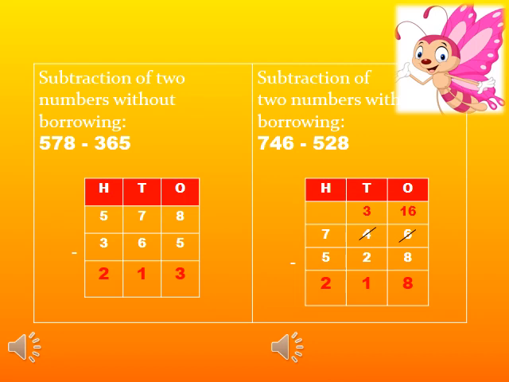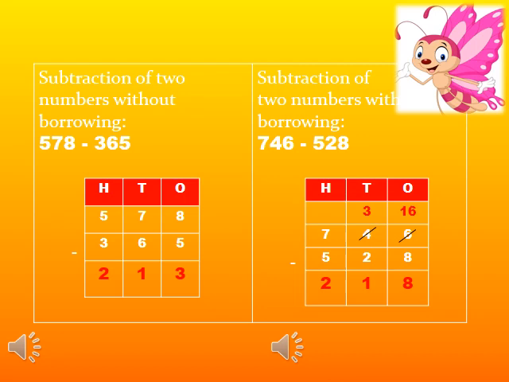Next, subtraction of two numbers with borrowing. See the example. 746 minus 528. Before subtracting, we have to arrange the given numbers in columns. Bigger number will be kept first and a smaller number will be kept below the bigger number. Now start subtracting from right hand side, means from ones place, then tens place, then hundreds place.